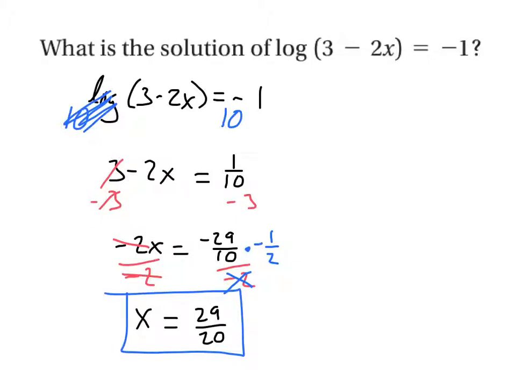Yes, sir? How'd you get the negative 29? From taking 1/10 minus 3. 1/10 minus 30/10.